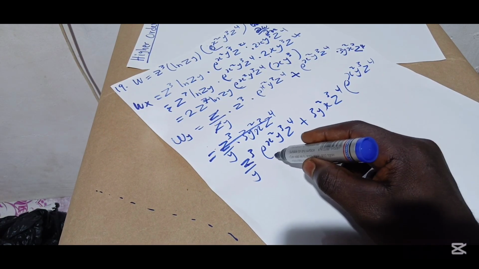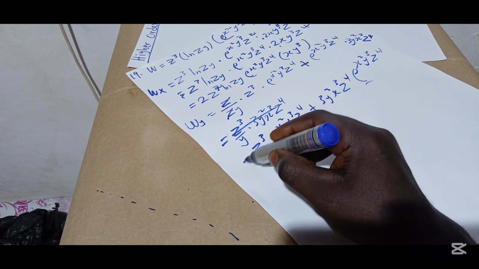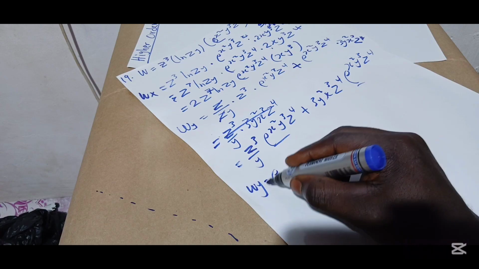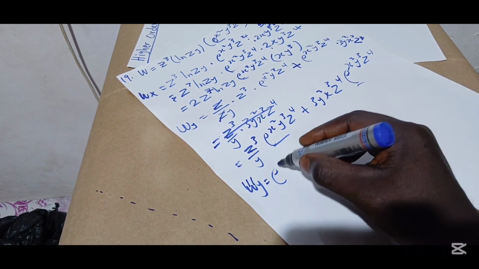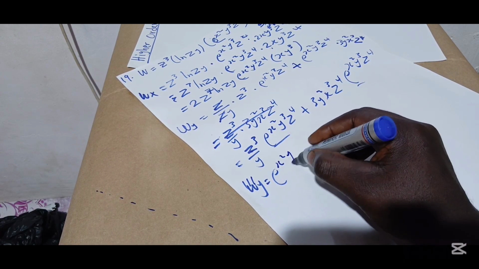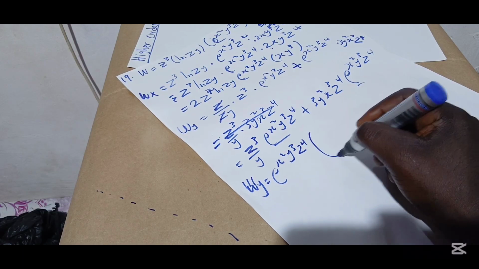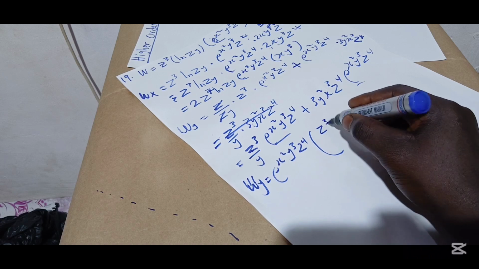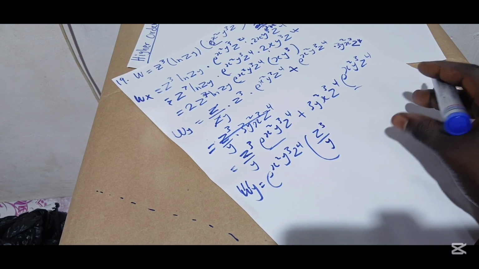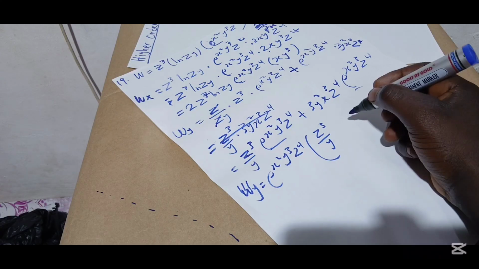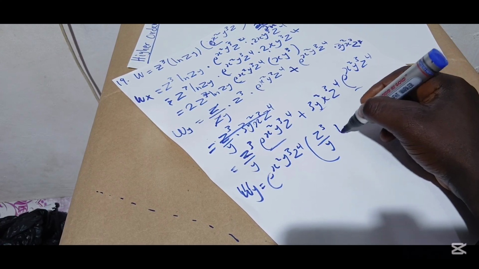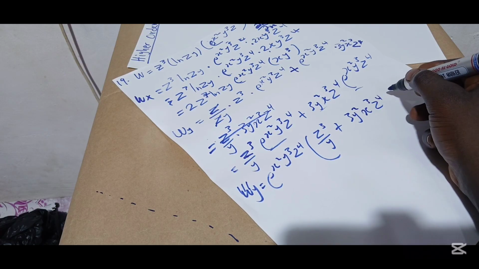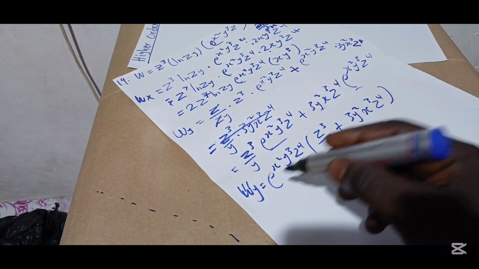We can factor this term out, right? So this will give us wy equals e to the power x squared y to the power 3 z to the power 4 times a bracket. After we took this term, we are left with z to the power 3 all over y, and this term remains, 3y squared x cubed z to the power 4. So that's it for wy.